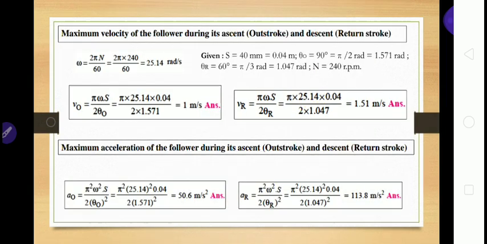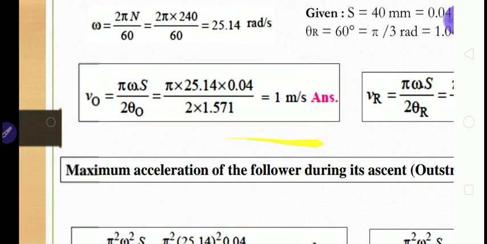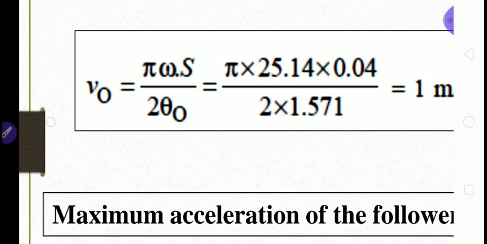Now in this problem only, it is also asked to find out maximum velocity of the follower during its ascent and descent. Ascent means outstroke and descent means return stroke. So for that purpose, we are having a formula for the maximum velocity during the outstroke is equal to pi into omega into s divided by 2 theta o. So here these formulas must be known to you. You have to remember these formulas anyhow, because at the last of the cam profile these velocities and acceleration will be asked in the exam. So V0 is equal to pi omega s divided by 2 theta o. This is the formula for maximum outstroke.